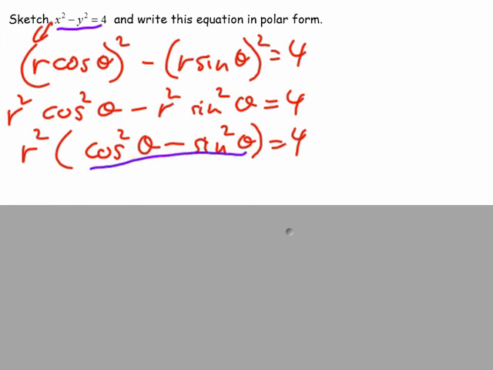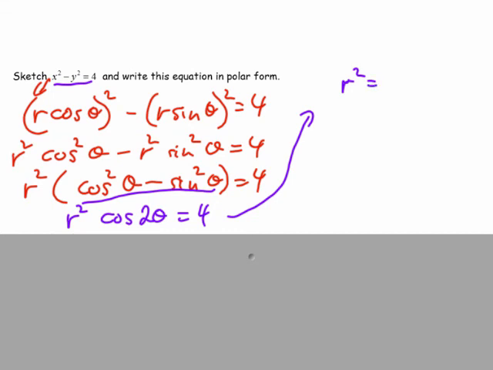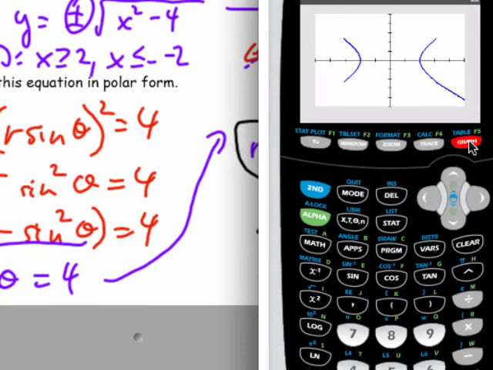I could factor out r squared. And you'll probably recognize that as an identity. That's cosine 2 theta, the double angle identity for cos. And if I want to isolate r squared, that would be 4 over cos 2 theta, which would be 4 secant 2 theta. Taking the square root, that's plus or minus 2 times the square root of secant 2 theta. So we'll have to enter this as two equations. It's having a little trouble going up here, but if you trace it, you'll see that it does.